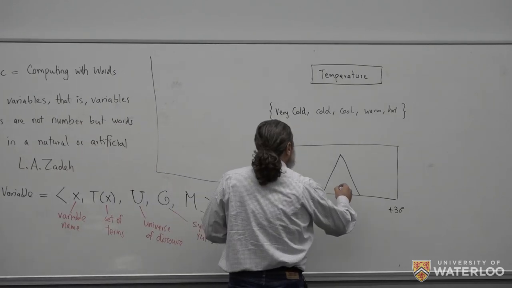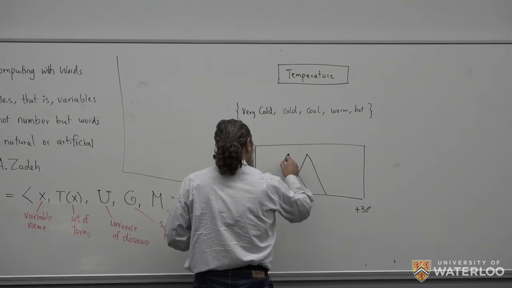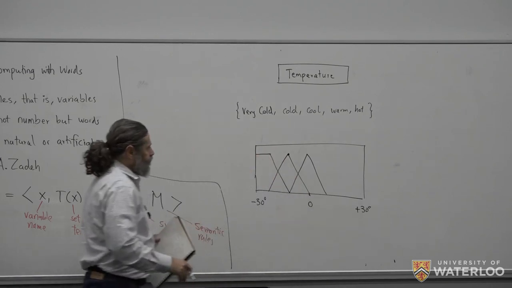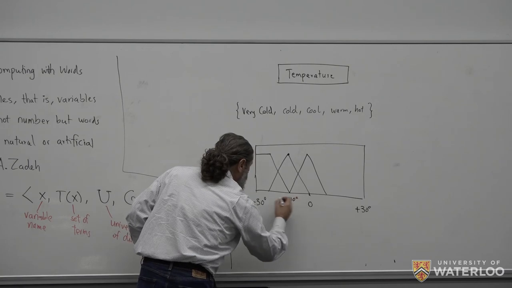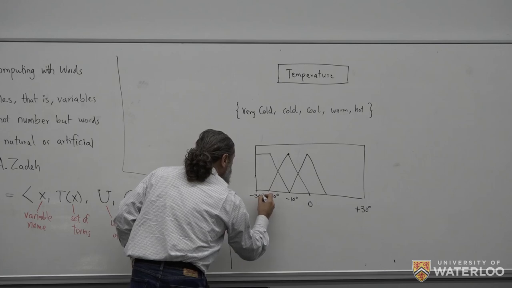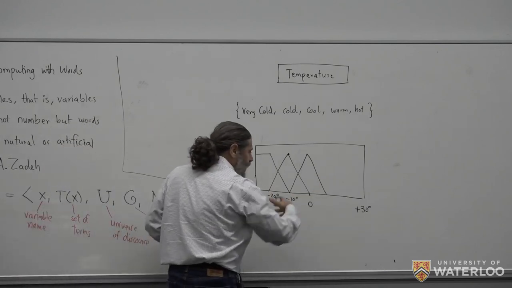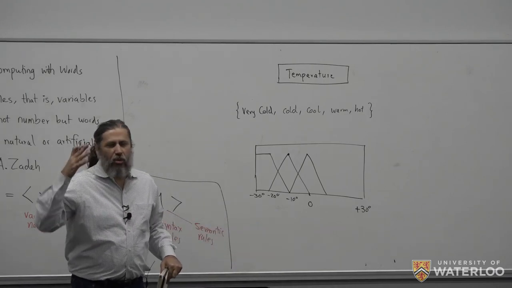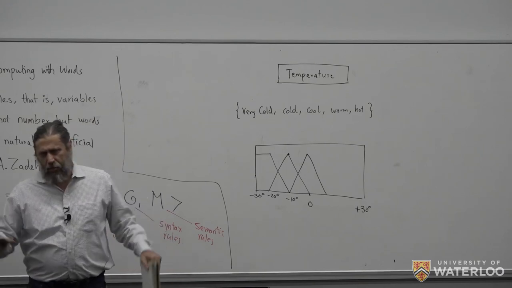And let's say then I have cold. And cold is something like this. And then very cold is something like this. So let's say if this is minus 10 degrees, and this is minus 20 degrees, and this is minus 30 degrees. And I can go symmetrical. Again, I'm making my life easy. I'm assuming that the temperature perception by humans is symmetrical and is nicely distributed, which is not.